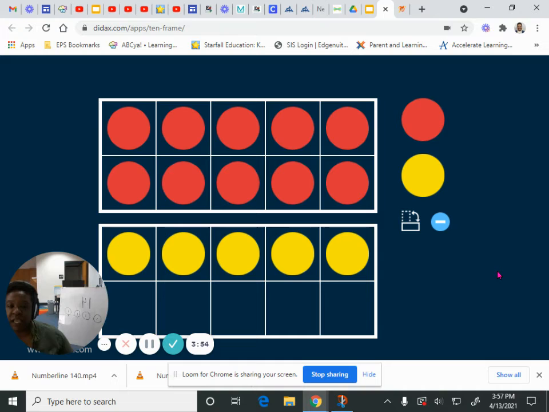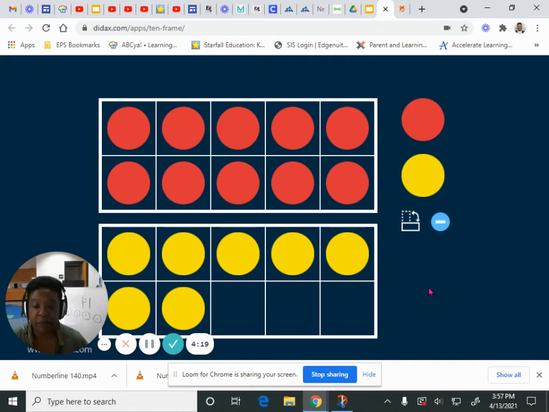What number does that represent? 15, that's right. How many groups of 10 do I have? I have one group of 10. And how many groups of 1, or how many ones do I have? I have 1, 2, 3, 4, 5 ones. Okay, let's add a couple more. Now, what number does this represent? 17, that's right. I have a group of 10 and 7 ones.